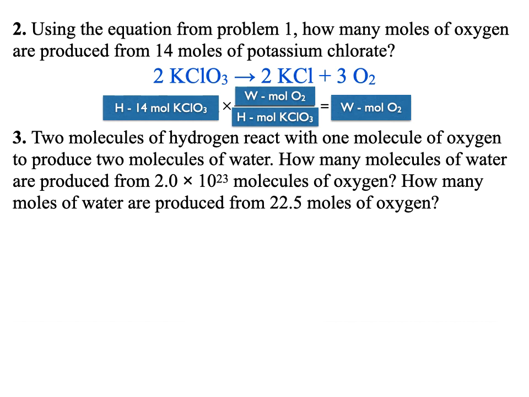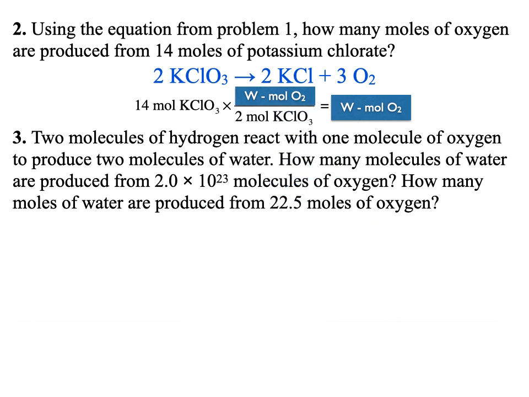I have 14 moles of KClO3, so I put that first. I want moles of oxygen. I have moles of KClO3, so from the balanced equation, I'm going to put my 2 moles of KClO3 in the denominator, so my units cancel, and I'm going to put my 3 moles of oxygen in the numerator. So if you cancel your units, the only thing left is moles of oxygen, which is what we want. So 14 times 3 divided by 2 gives me 21 moles of oxygen. Once again, I started with 14, which is 2 significant digits, so I end with 21, which is 2 significant digits.